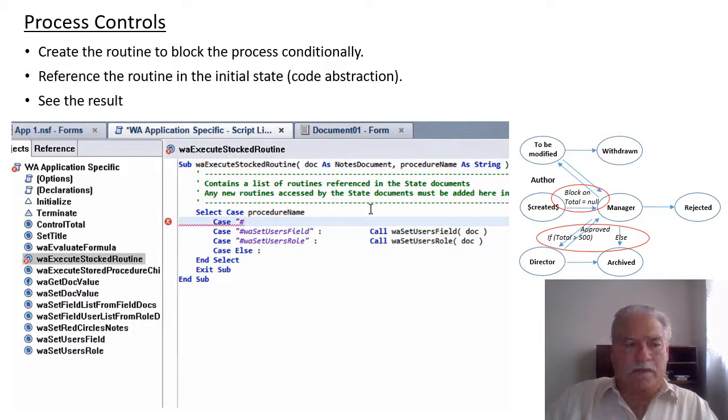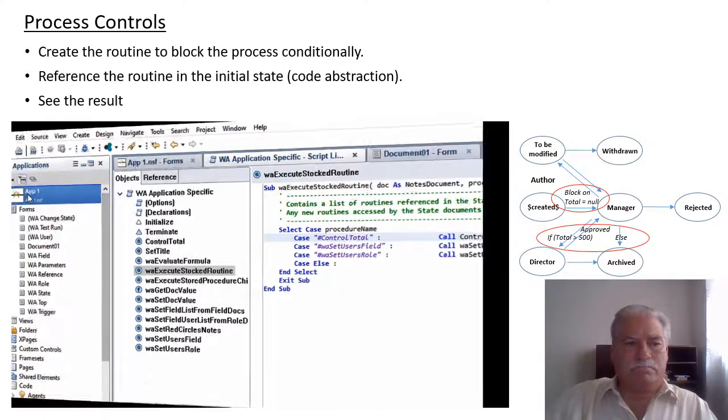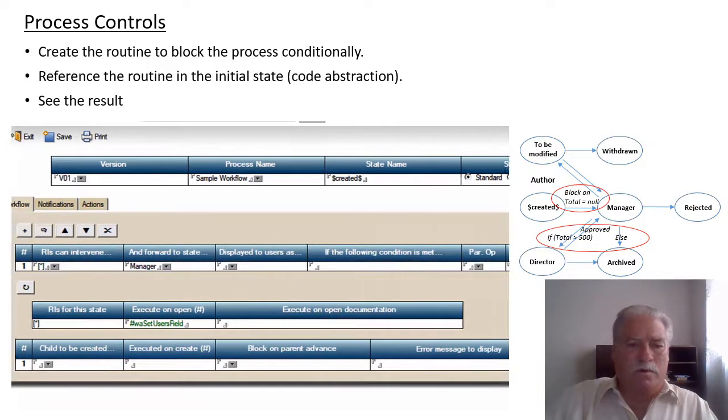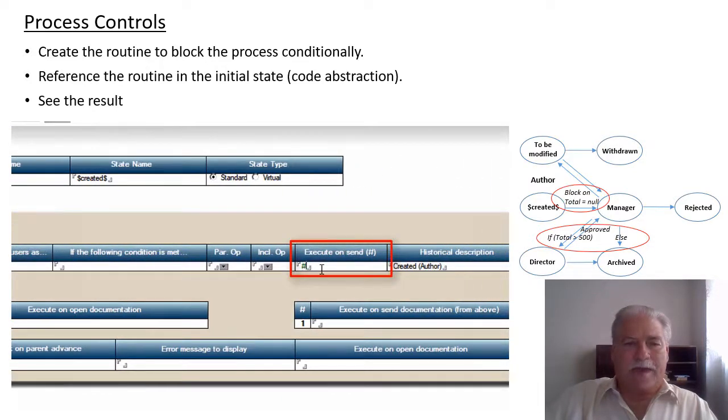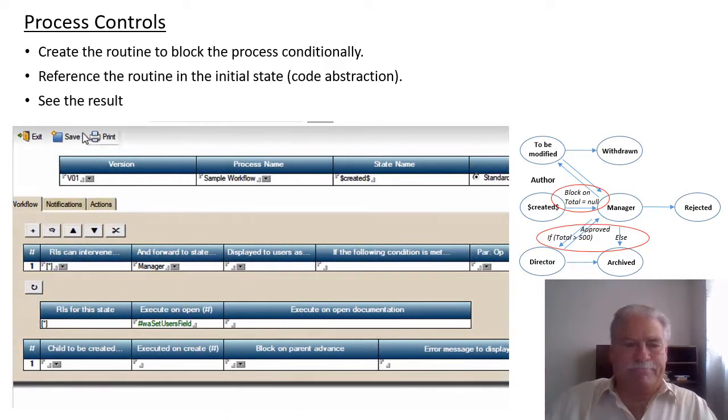Okay, so to complete the code abstraction, here we'll put in the name of the routine that we used in the state document, and now the actual routine call. So here in our initial state, we will add the text, the code abstraction, and this will be executed when the user selects the send button. And we can add any number of these calls.